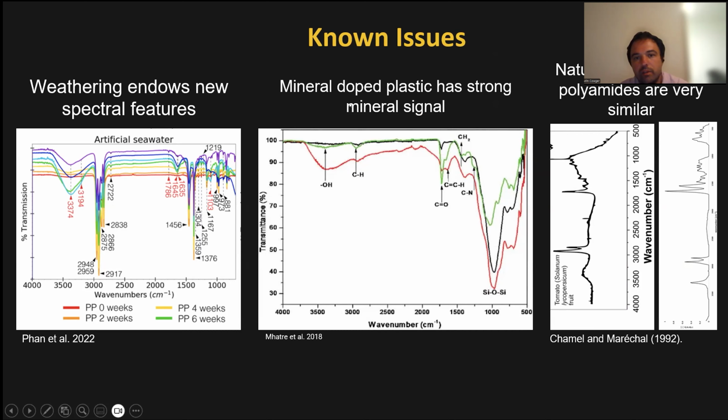Mineral doped plastic has a very strong infrared signal. So the SiO peak is very strong. And these correlation-based searches are going to be super biased against that big peak and say, that's the only thing I care about, essentially, and not actually see that the plastic peaks are also there. Natural and synthetic polyamides are very similar, and a lot of times these end up resulting in both false negatives and false positives.